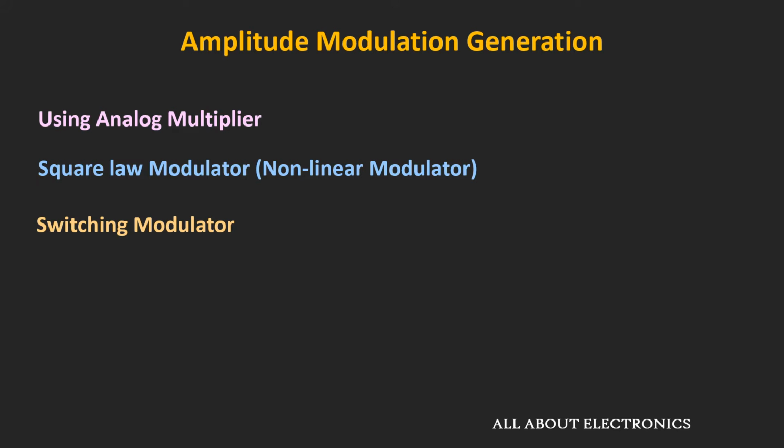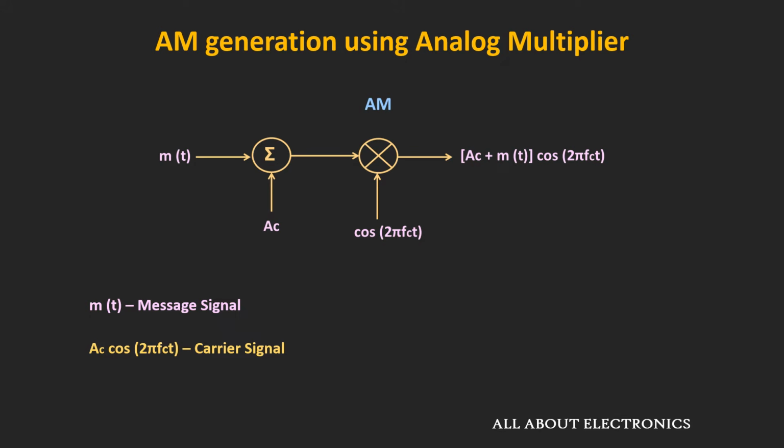The first is using the analog multiplier, while the second technique is using the nonlinear device, and this modulation technique is known as the square law modulator. Then the third method of generation is known as the switching modulator. In this video, we will talk about the first two methods, and we will learn about the switching modulator in the next video.